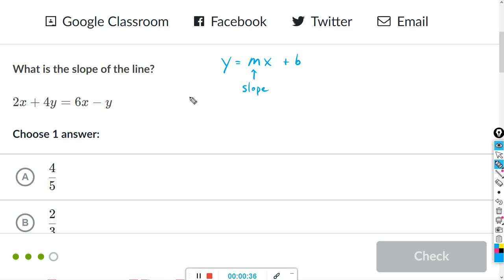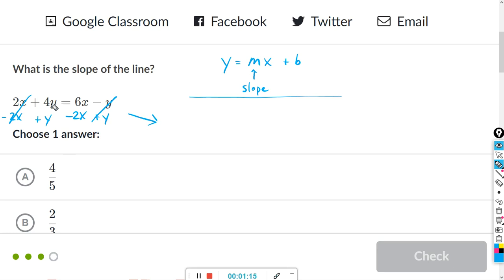Alright, so we want to collect all of the y's on one side of the equation. Since I have a minus y here, I'm going to add y on both sides, and negative y, positive y cancels. Okay, and I want the y's on one side and I want everything else on the other side, so I'm going to do a minus 2x right here. Okay, positive 2x and negative 2x cancels.